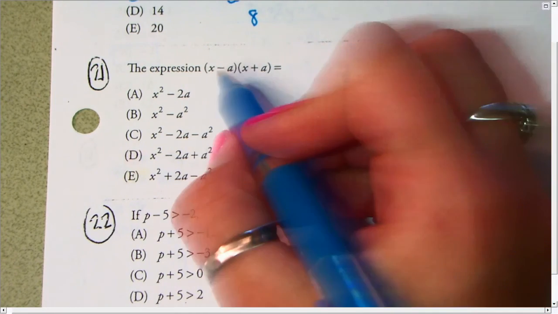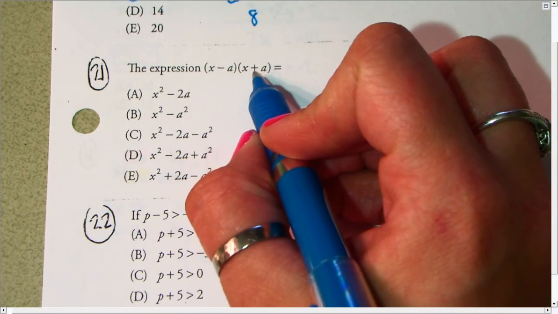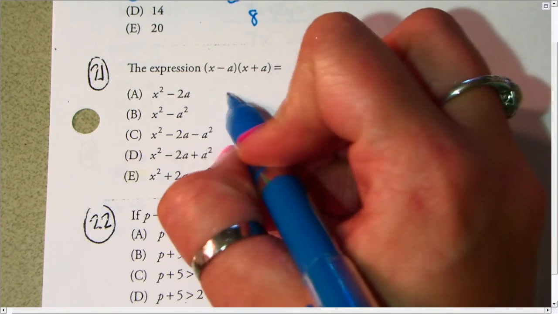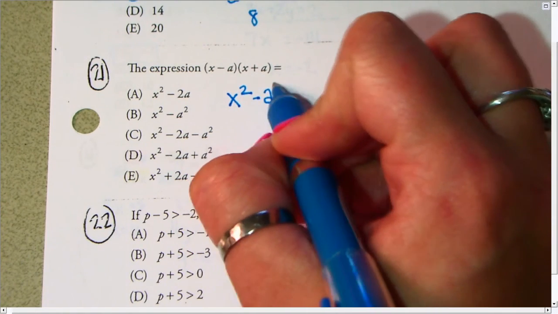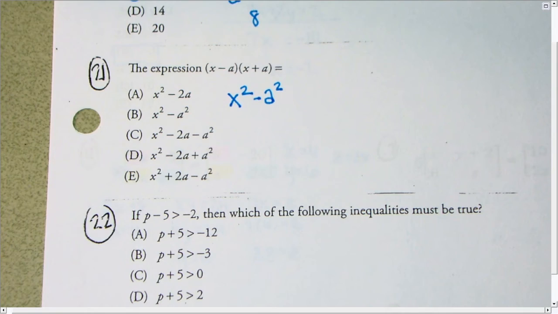21, what is this expression? This is distributing. Also, this is the difference of squares. As you can tell, you have the same and the same. So the difference of squares looks like this. That is the difference of squares.